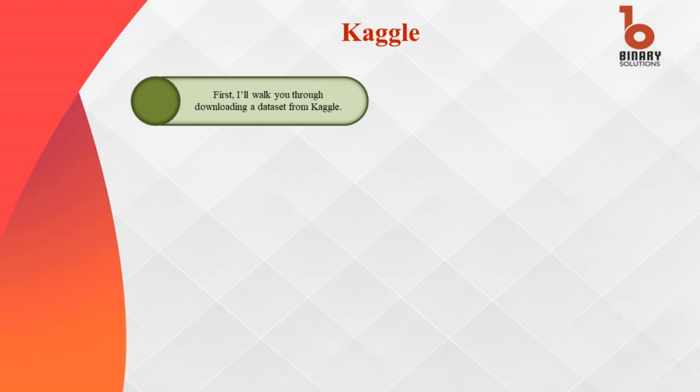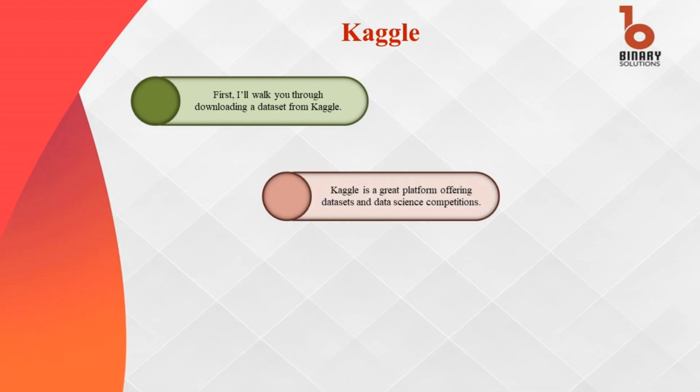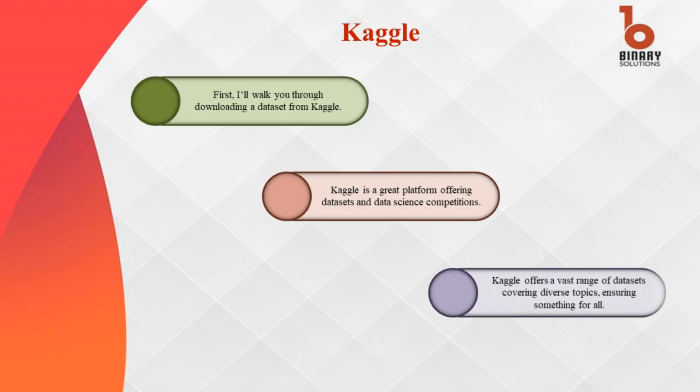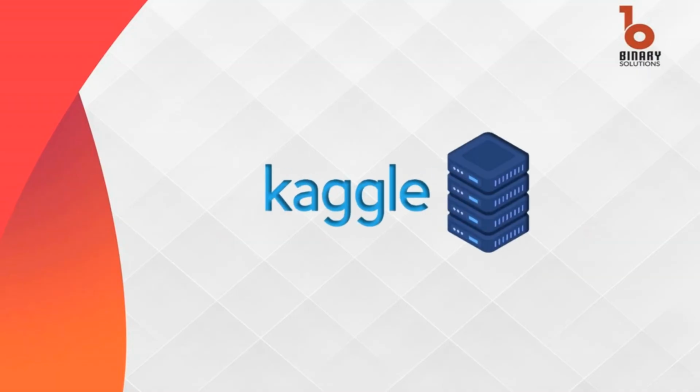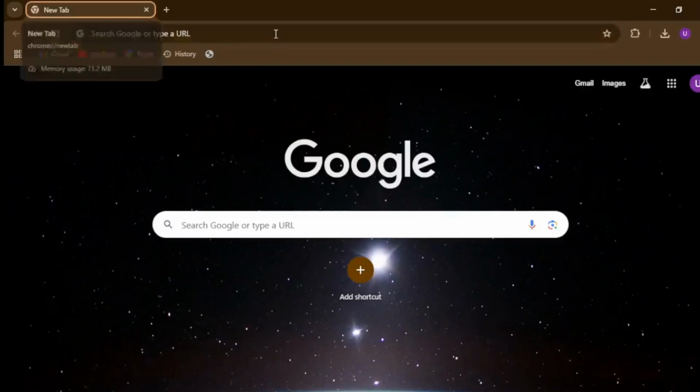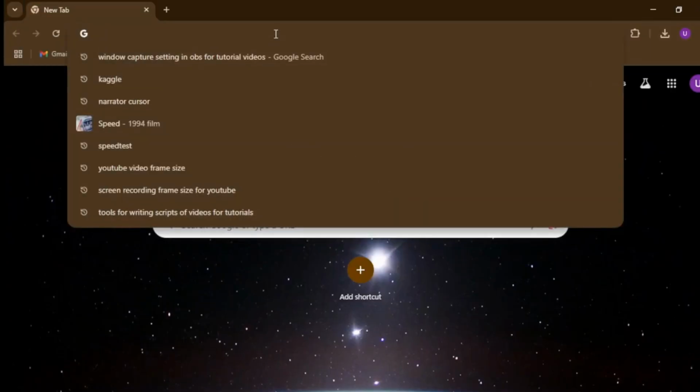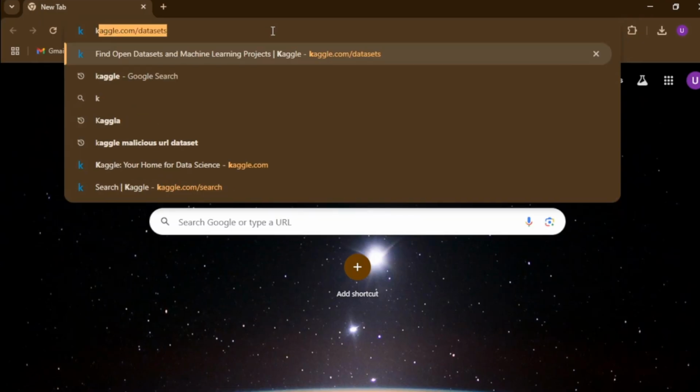If you're unfamiliar with Kaggle, it's a fantastic platform for data science competitions and data sets. They have an immense collection of data sets for every imaginable scenario, so there's definitely something for everyone. First things first, you'll need to create a Kaggle account if you haven't already. It's completely free and opens up a whole world of data sets. Let's get started. I'll be using a simple data set for this tutorial, but the same steps will apply to any data set you choose.